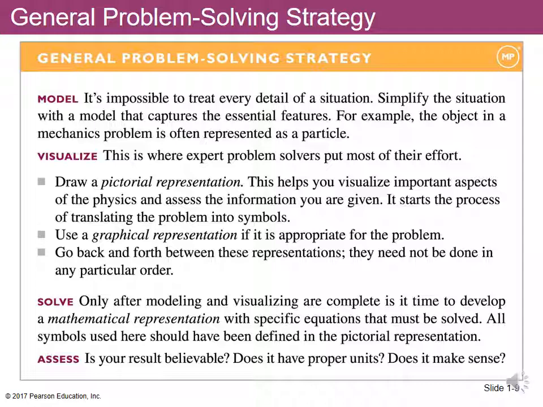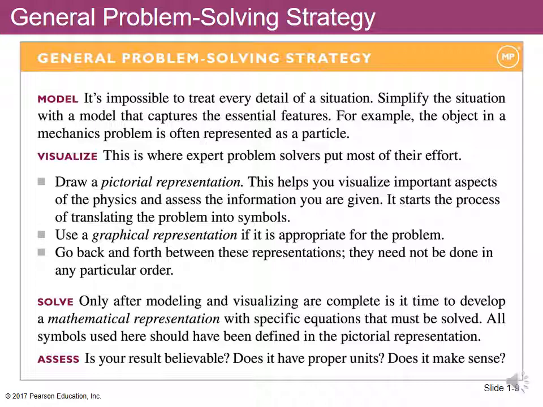Then you want to visualize the situation. This is where people who are expert problem solvers and are really good at physics put in most of their effort. Beginning students always want to skip this step because they think it's unimportant. They want to go straight to the math. But figuring out how to use those equations, that's hard. And making a visual representation of what's happening in the problem will really help you figure out how to use the math. So I strongly encourage you, do not skip this step.